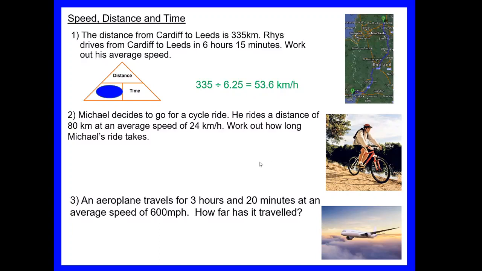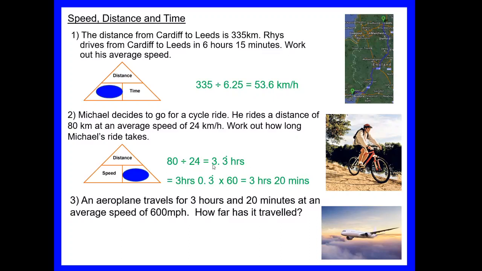Okay, our second question then. So Michael decides to go for a cycle ride. He rides a distance of 80 kilometres at an average speed of 24 kilometres per hour. Work out how long Michael's ride takes. So again, let's start with our triangle. This time we were asked to work out the time. So we're left with distance divided by speed. So his distance of 80 kilometres, his speed is 24 kilometres per hour.